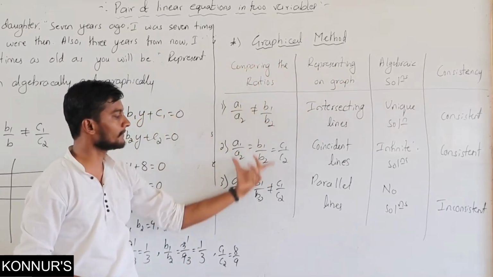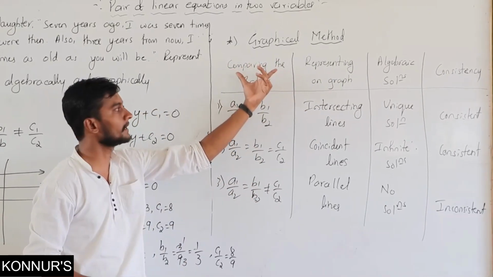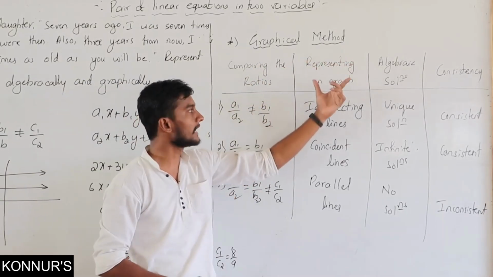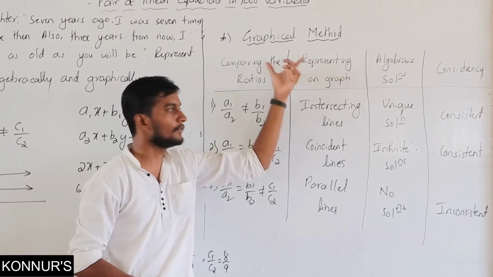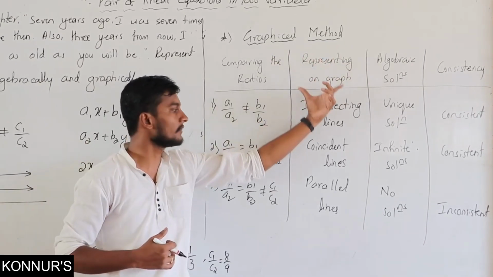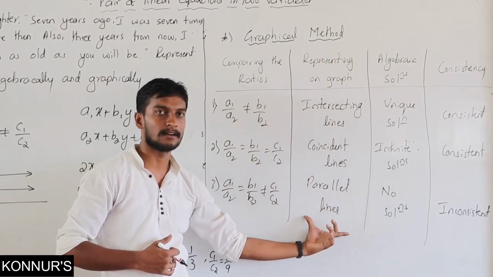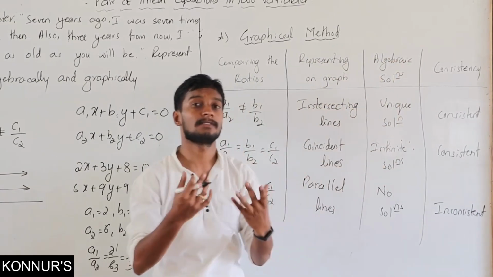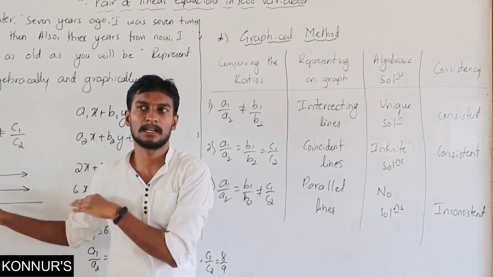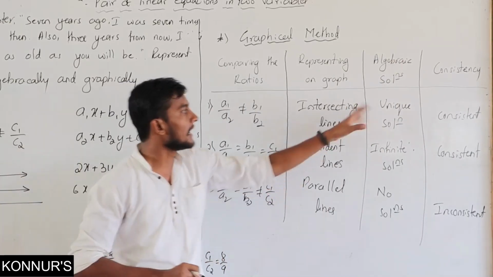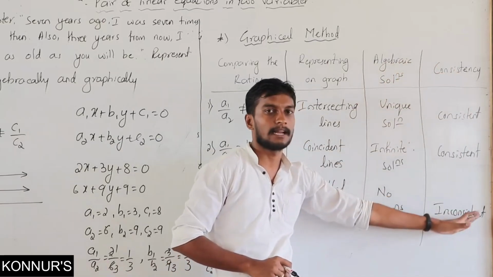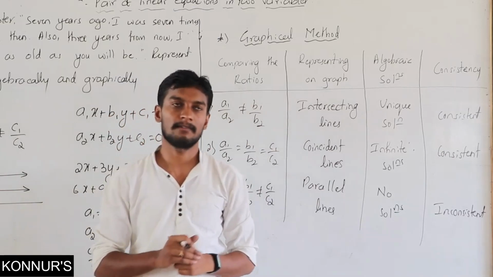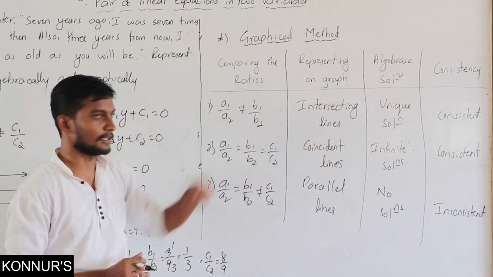In the first column, you are having the comparing of the ratios. In the second column, you are having representing on the graph. If you represent those linear equations on the graph, how are you getting the lines on the graph. And in the third column, you are having algebraic solutions. It means how many solutions you are getting if you solve those linear equations. And in the fourth column, you are having consistency. It means whether they are a consistent pair or an inconsistent pair. You are going to study from this.